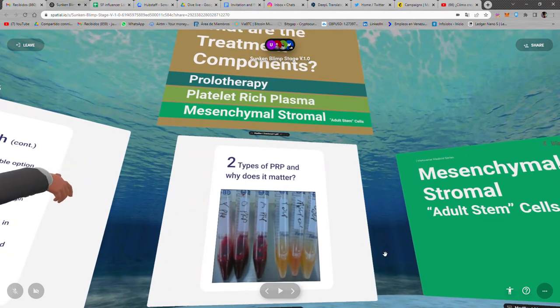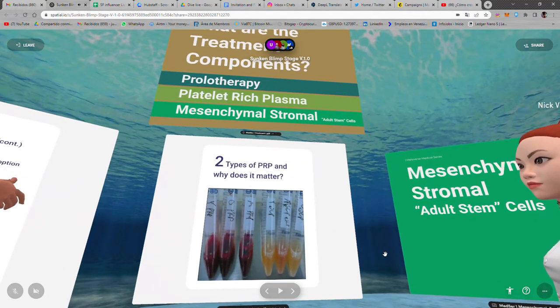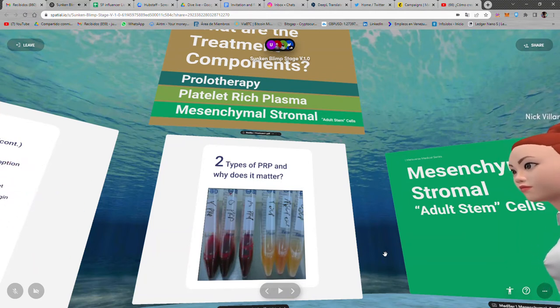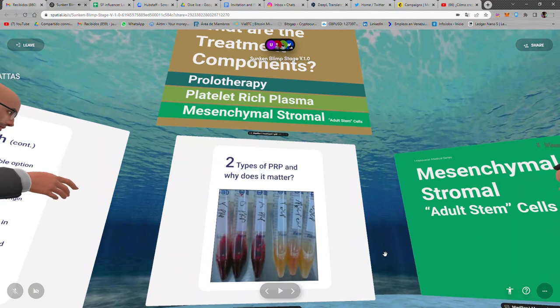On the left, you'll see this kind of bloody looking serum, and that's called leukocyte rich plasma. After you spin it down, you do take some red blood cells with you, but you also take all of the white blood cells that are included in that serum. And I'll talk about why this distinction matters.